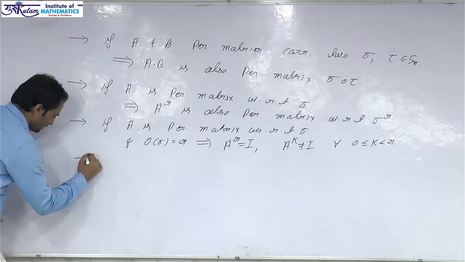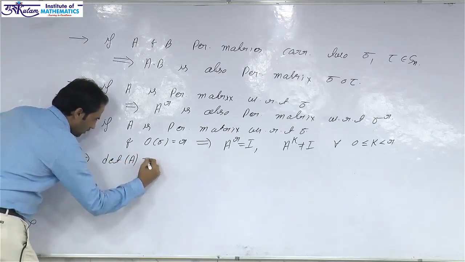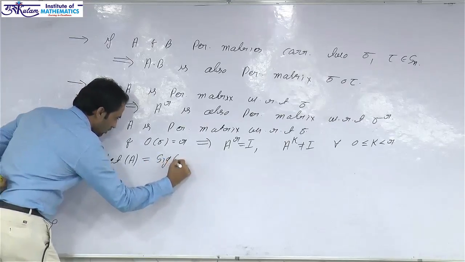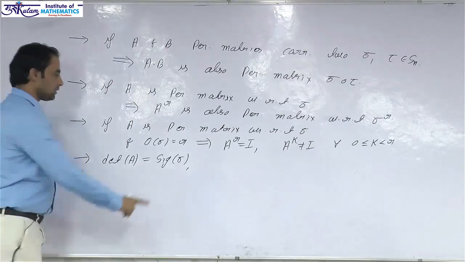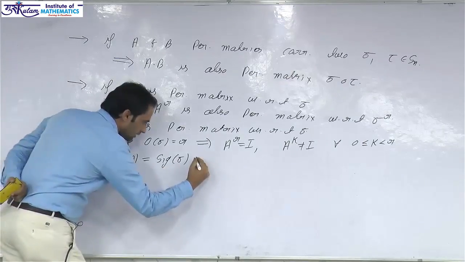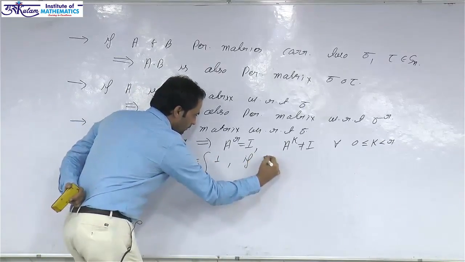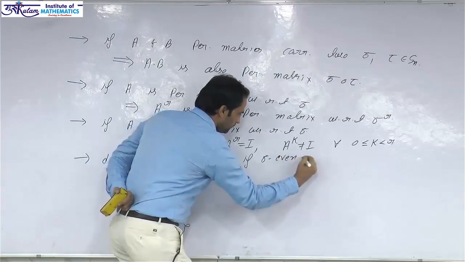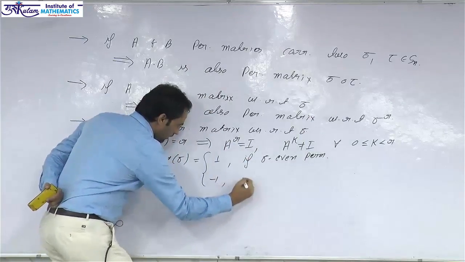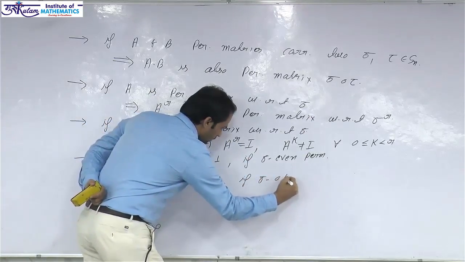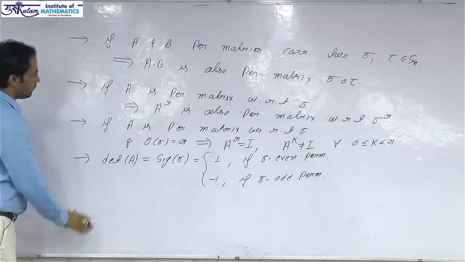And the fourth property is, the determinant of A is always the signature of sigma, where again A is a permutation matrix corresponding to sigma, and signature is defined as 1 when sigma is an even permutation and -1 if sigma is an odd permutation. So this is the fourth property.